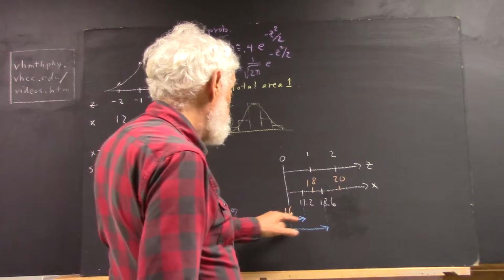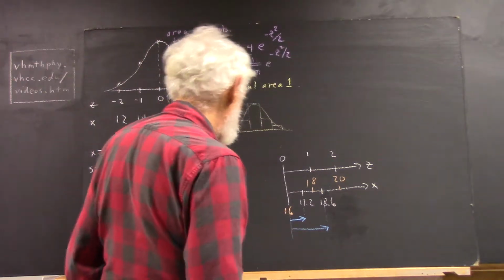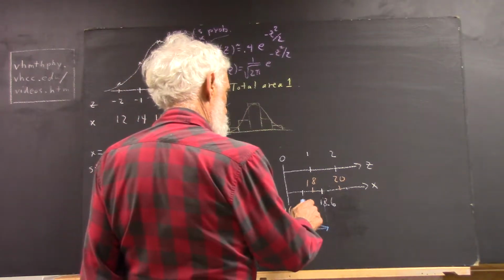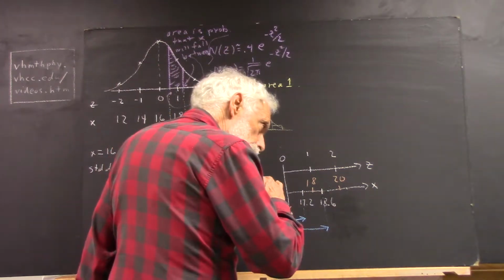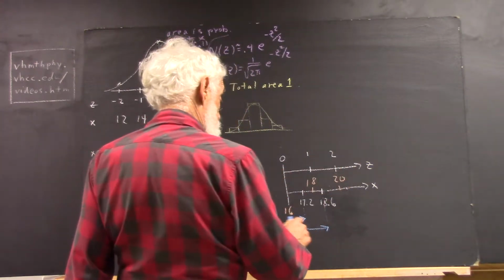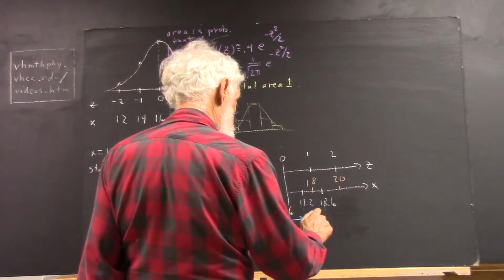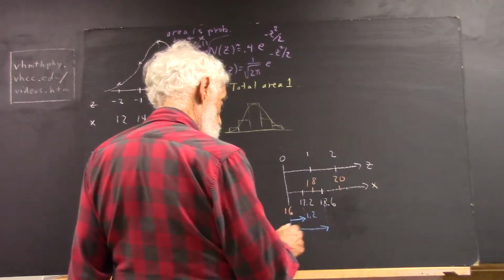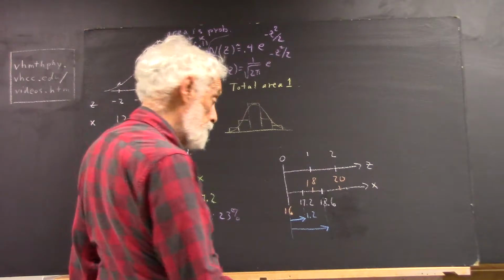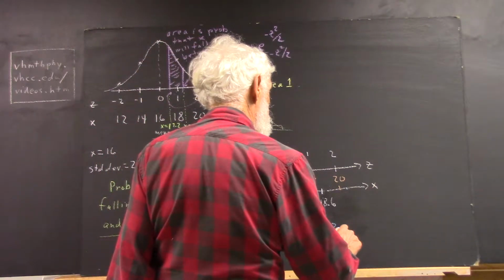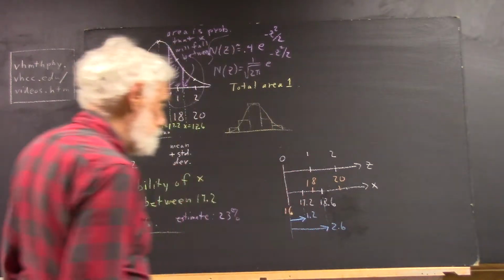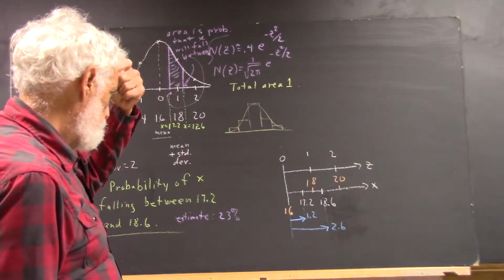Okay, well, this distance on the x axis is 17.2 minus 16. Clearly this distance is 1.2. This distance is what? Think it through yourself, okay? It's 2.6. Okay?